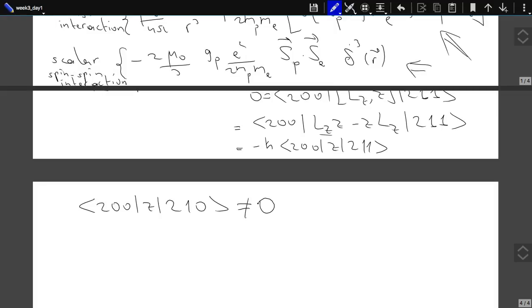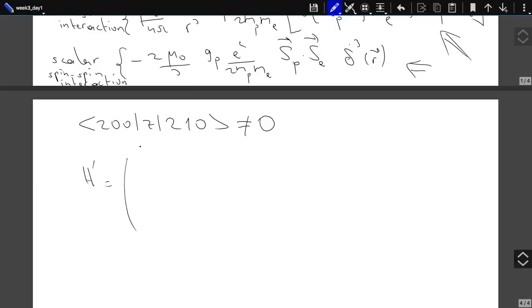So if you would write the H prime matrix, with the ordering 0 0, 1 1, 1 0, 1 minus 1, and similar ordering for the rows, among the off-diagonals, the only ones that won't be zero will be this one and this one. All the other ones will be zeros.